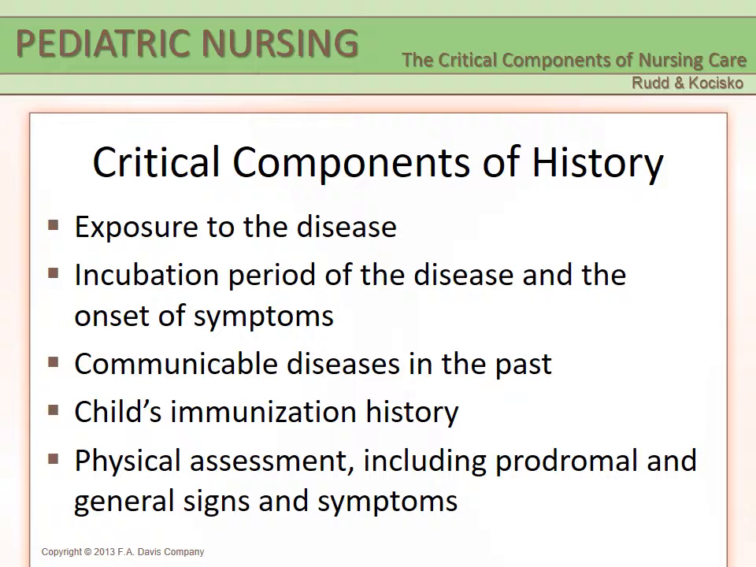Communicable diseases in the past. Have they ever had a communicable disease in the past? Immunization history. What immunizations has the child had? Is he or she up to date on those? Do they need to be caught up on those? And of course, your general physical assessment, including general signs and symptoms that they're exhibiting and those types of things.